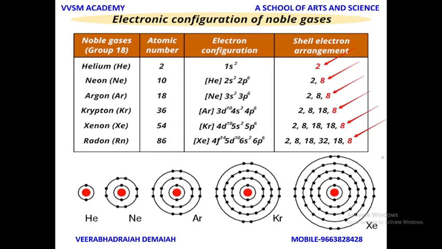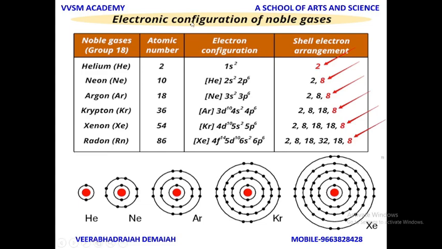Electronic configuration of noble gases from helium to radon. The atomic numbers are 2, 10, 18, 36, 54, 86. It is increasing. Now the electronic configuration: 1s2, 2s2 2p6, 3s2 3p6, 3d10, 4s2 4p6, and like this it continues up to radon. That is 2, 8, 18, 32, 18, 8. You observe the shell electron arrangement.